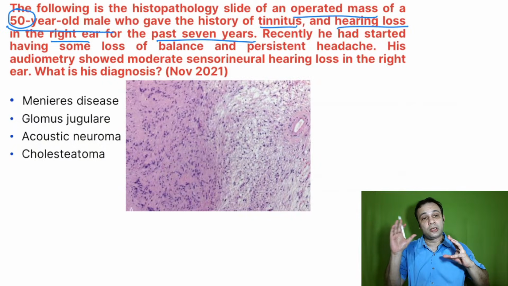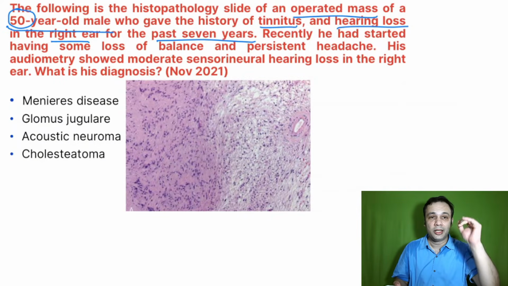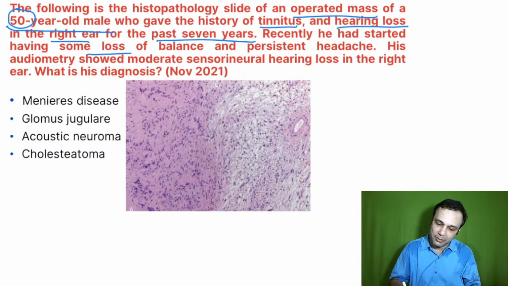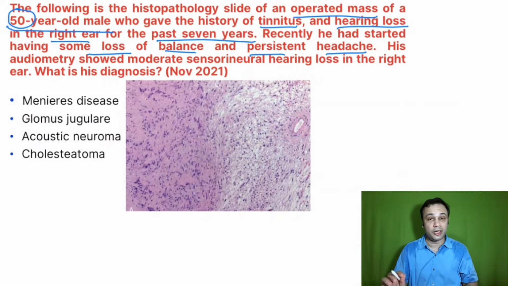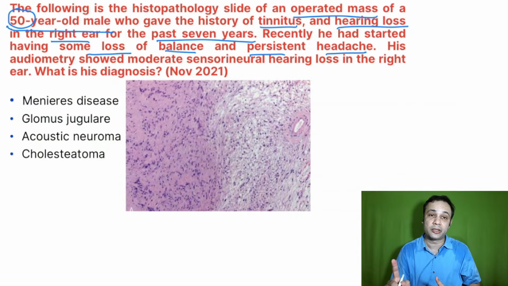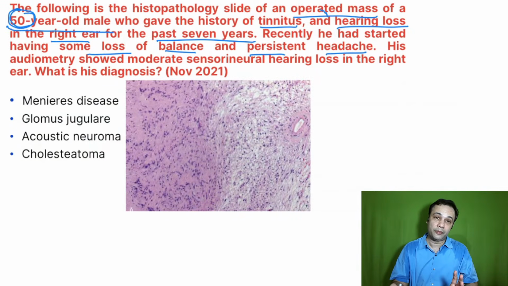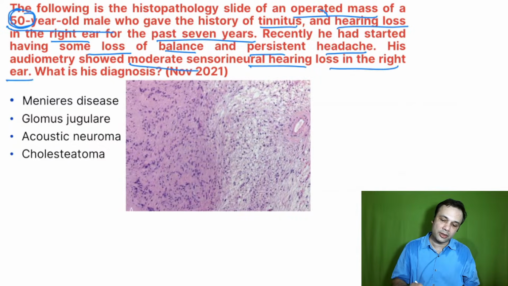So it has been a long standing ailment for which the patient has gotten operated. If you look at the ear symptoms, tinnitus and hearing loss is present in this patient. There is some loss of balance and persistent headache present in this patient. Nowhere have they mentioned about ear discharge. Elderly male, operated. His audiometry showed moderate sensory neural hearing loss in the right ear.